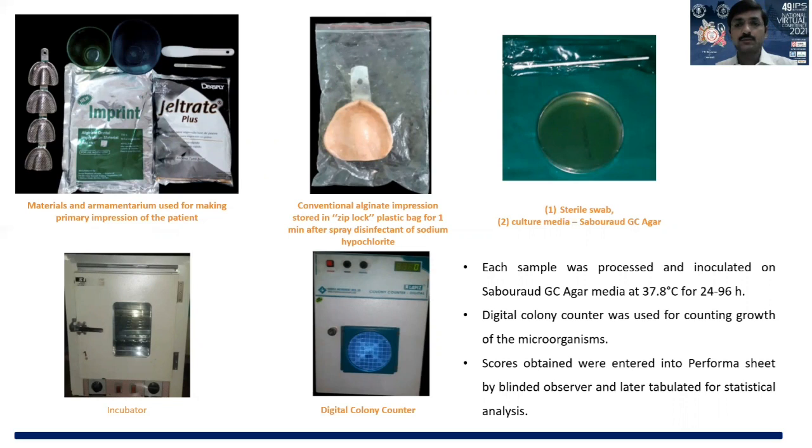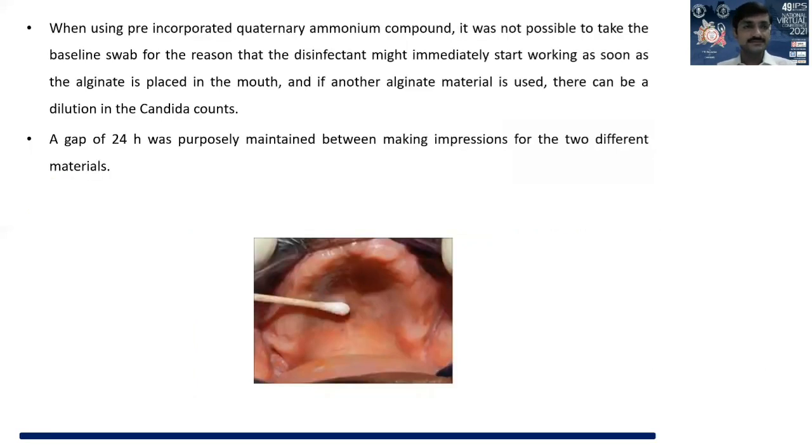For that, Sabouraud dextrose agar medium was used. Each sample was processed and inoculated on Sabouraud dextrose agar media at 37 degrees for 24 to 96 hours. A digital colony counter was used for counting the growth of the microorganisms. Scores were obtained and entered into the proforma sheet by a blinded observer and later tabulated for statistical analysis.